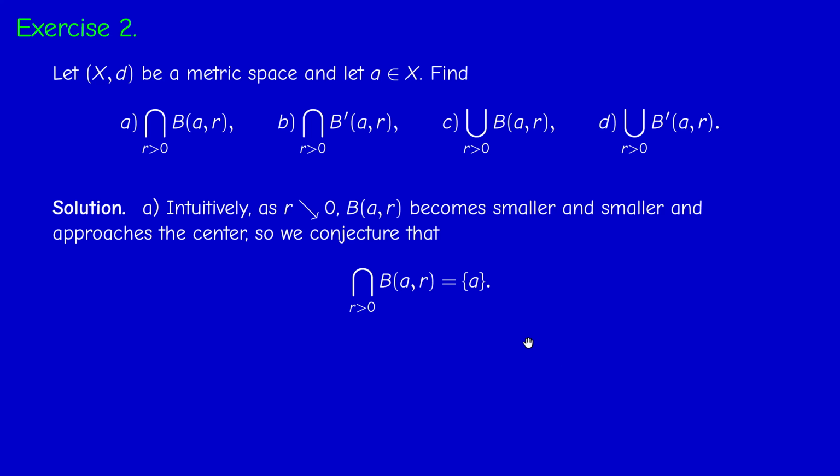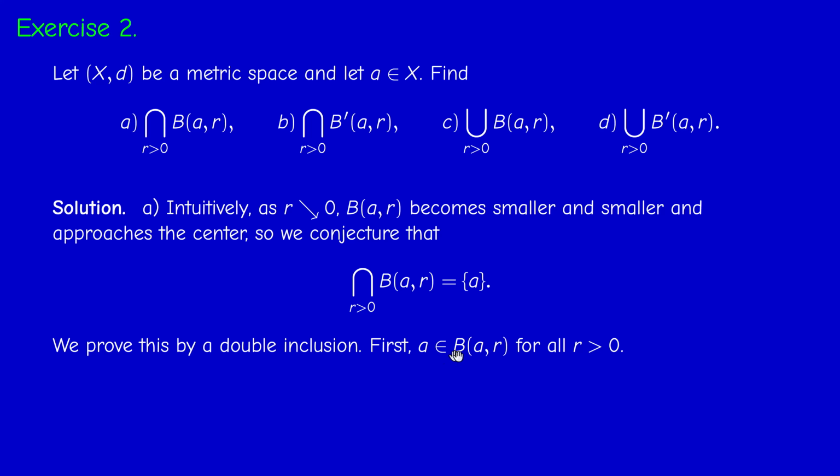And now we prove that. How do we prove that? Double inclusion. One way is clear, because a is in any ball of center a. So it's in the intersection. So the singleton {a} is contained in the intersection.